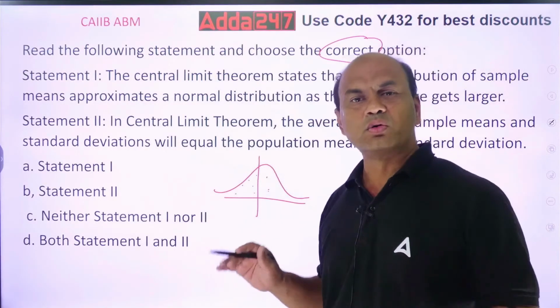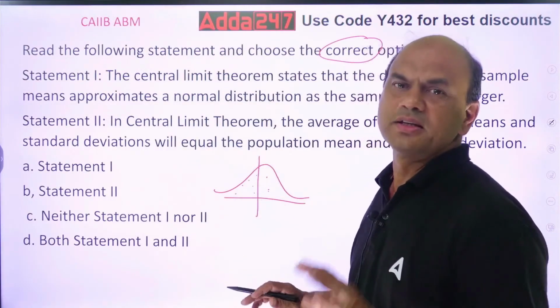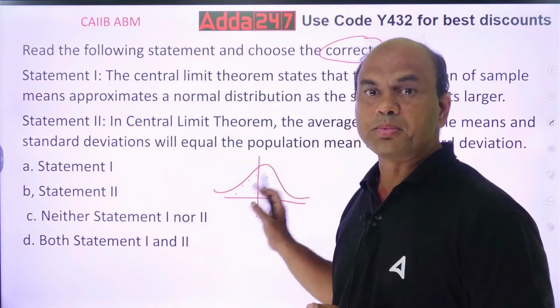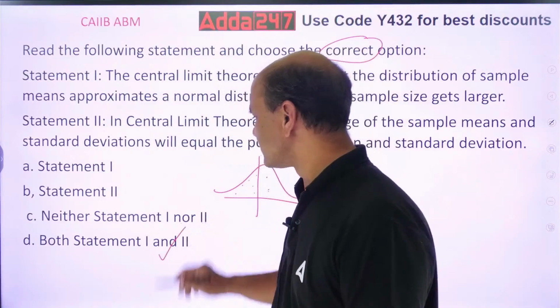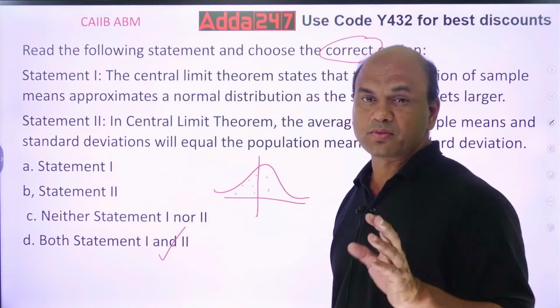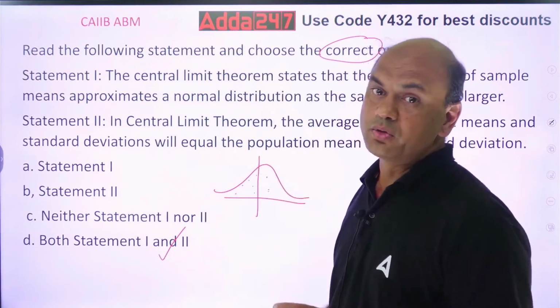See, the whole game of the central limit theorem or sampling estimation is the sample and the population. So both the statements are true over here. D is the answer: both 1 and 2 are true. Such difficult questions are asked in exam. These are really difficult, and for that you need to join the classes.